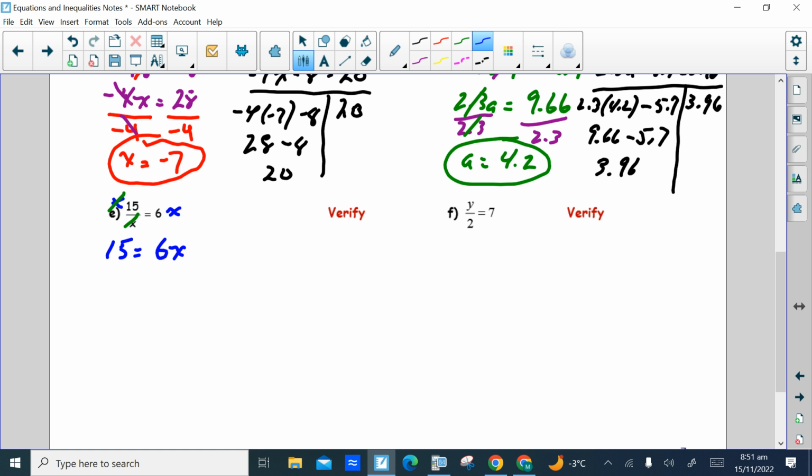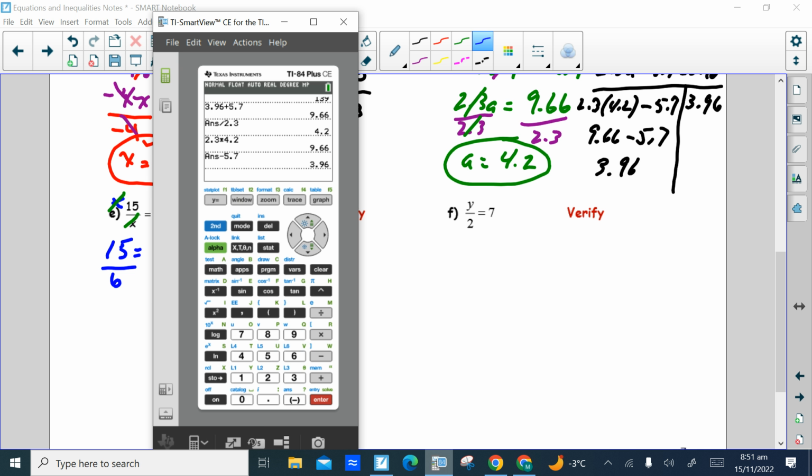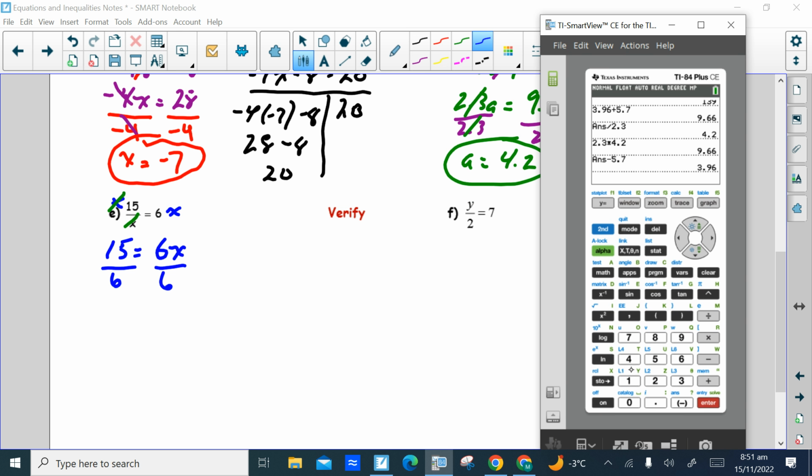Divide both sides by 6. Sorry, I said KT. It should have been Kate. Divide both sides by 6. And so we're going to get a decimal here, which is fine. 15 divided by 6, exactly 2.5.